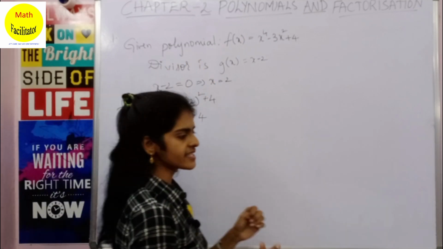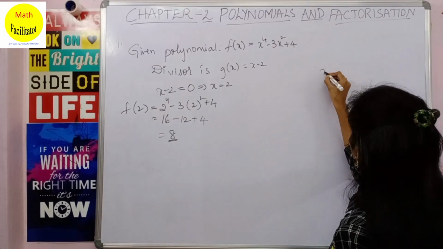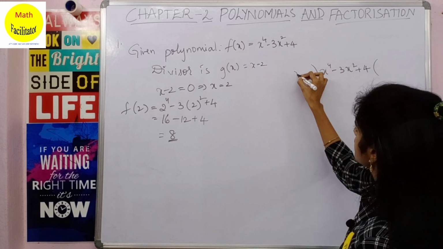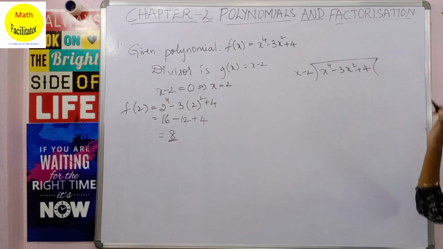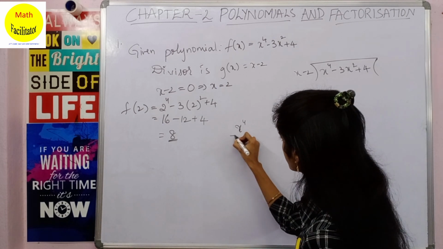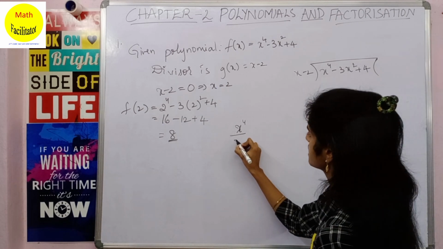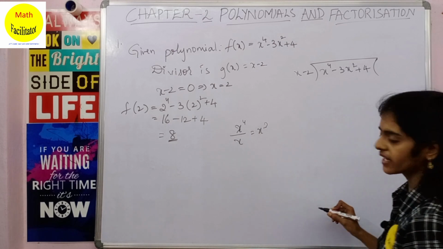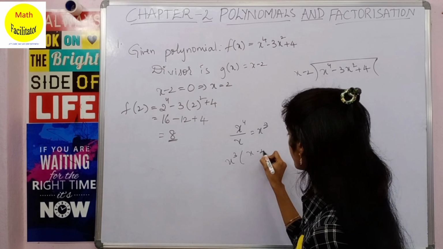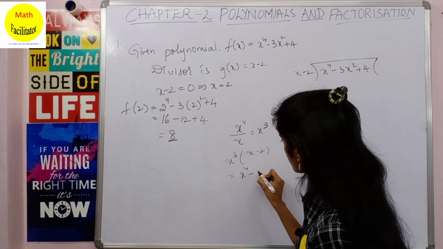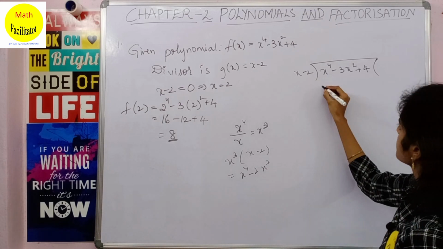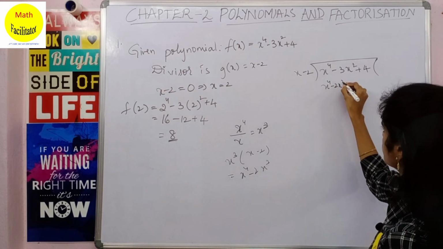Now let us actually divide it using the division method. x power 4 minus 3x square plus 4, and you are dividing it by x minus 2. So what is the first step? You will take the first term of the dividend and divide it by the first term of the divisor. So the answer is x cube. Now this x cube you will multiply with the divisor. So x cube into x minus 2 is x power 4 minus 2x cube. Clear?